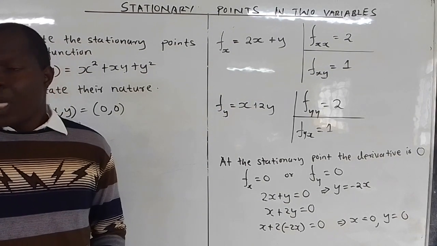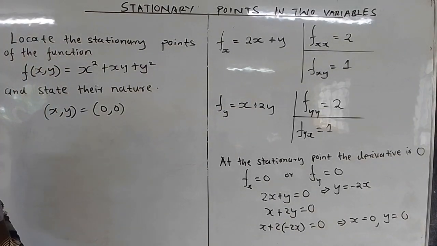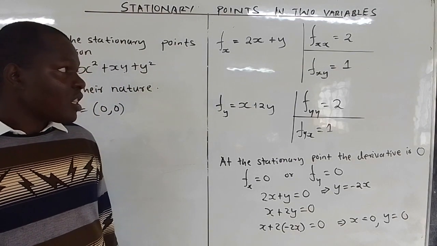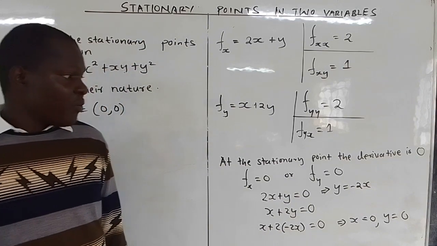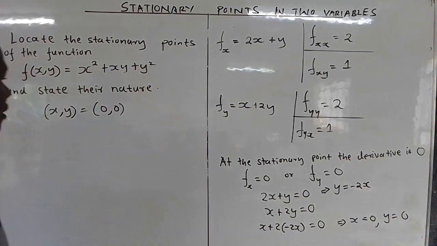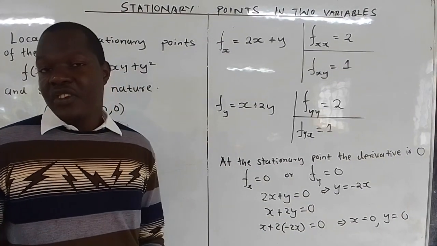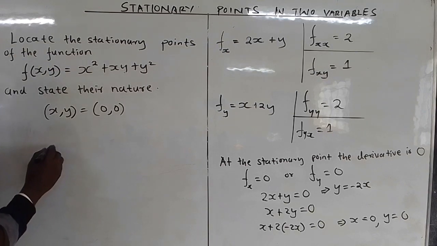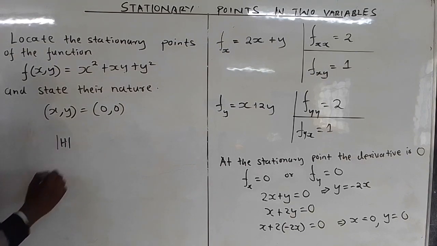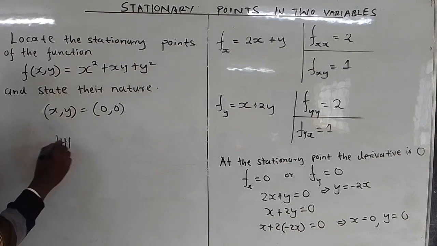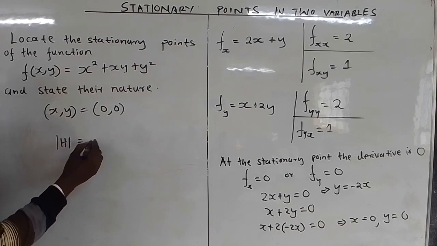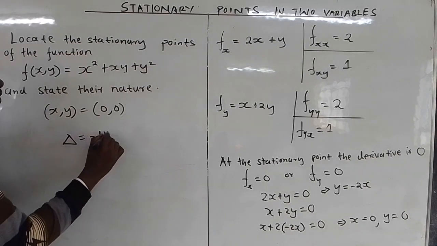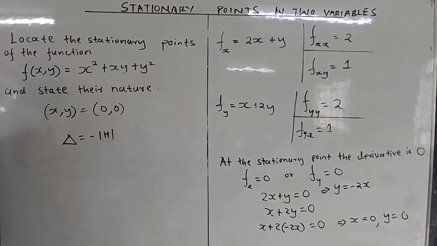Are we together? Now, having determined that stationary point, we've located the given stationary point. Now we want to state its nature. So to state the nature of this stationary point, you have to use the discriminant. And we found from the last lesson that the determinant of the Hessian matrix is the same as the negative discriminant. The discriminant is the same as the negative of the determinant of the Hessian matrix.